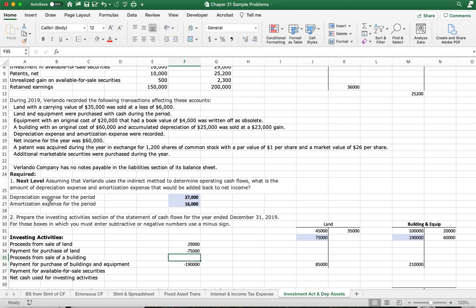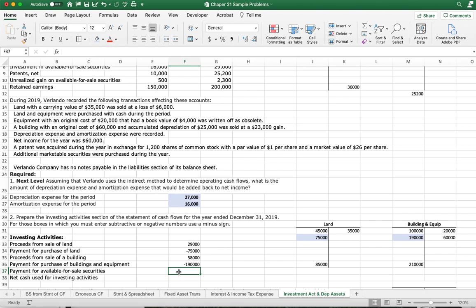Now let's go back up to the proceeds from the sale. We have building with an original cost of $60, accumulated depreciation $25, sold at a gain of $23. So we'll say equals that $60,000 minus the $25,000, and that'll give us our book value, and then plus the $23,000 gain gives us proceeds of $58,000 on the sale of the building.